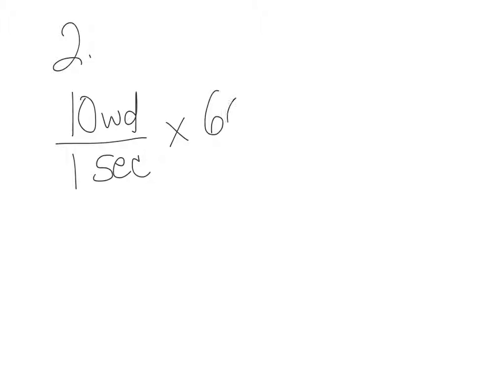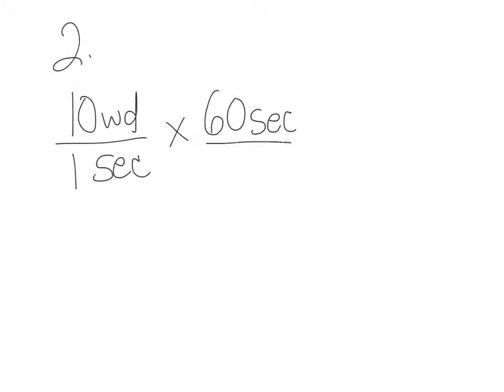Problem number 2, Chandra is the editor of the New York Gazette. Her job is to read each article before it's printed. She can read 10 words per second, and that means 1 second. So there's our unit rate. And we want to know how many words she can read in 60 seconds. So we're going to multiply our unit rate times 60 seconds.